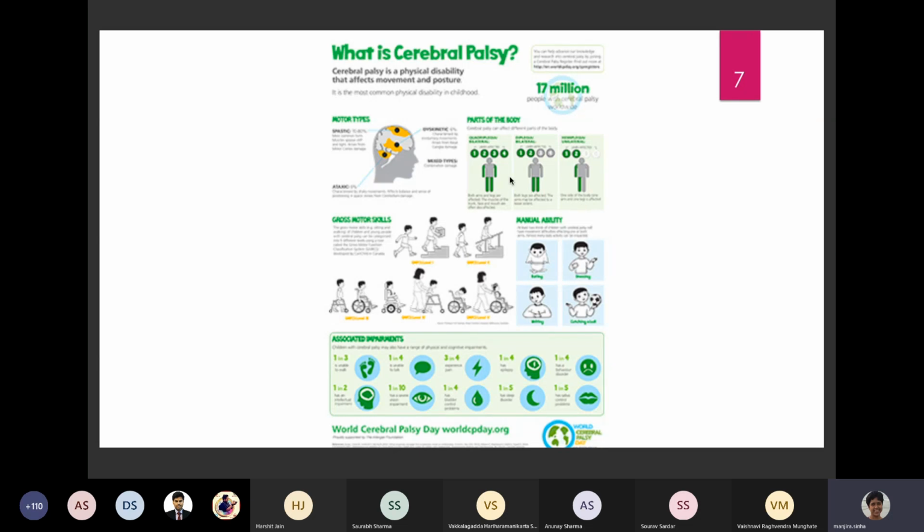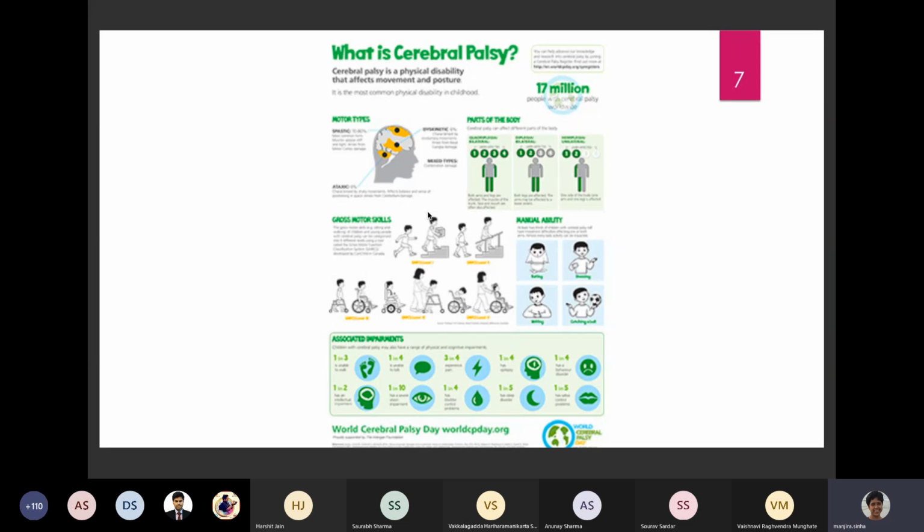Based on this, cerebral palsy is also categorized, because as you can understand, a person who has disability in two legs versus a person who has disability in two legs and two arms will have very different sets of challenges, and the assistive technology developed for these two types of people will be very different. And then cerebral palsy is also categorized based on gross motor skill.